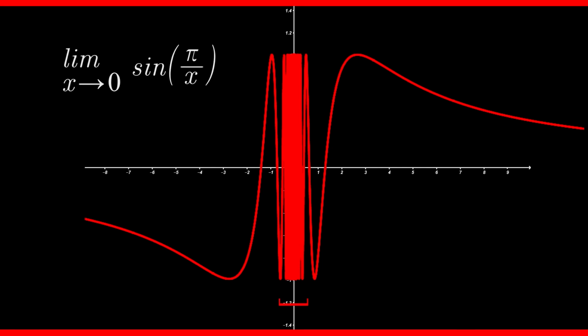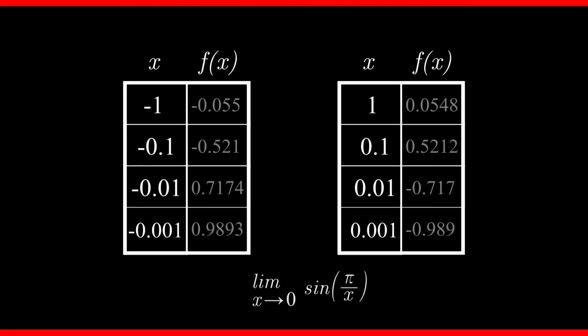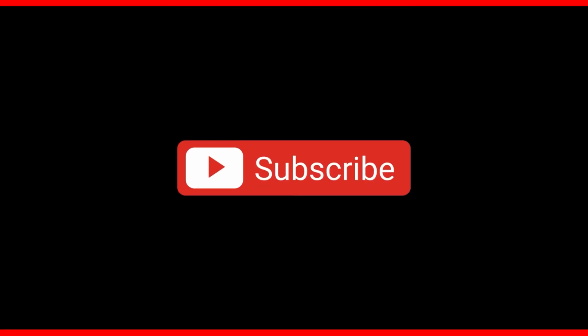So we must look at the table. As the x gets smaller and smaller, we can see the y value just bounces between positive and negative numbers. Since the y never reaches a single value, we once again say the limit does not exist. That concludes this video on limits.